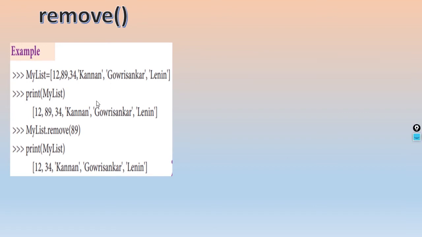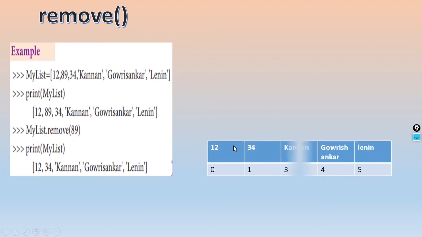Next, if I give print of my list, the remaining elements will be printed. After deleting 89, the remaining elements will be printed. So we should see 1234, Kannan, Gauri Shankar, Lenin. The index will also be changed, 0 to 5.